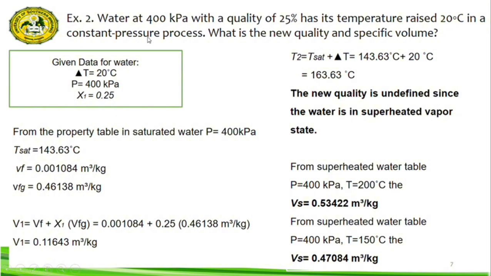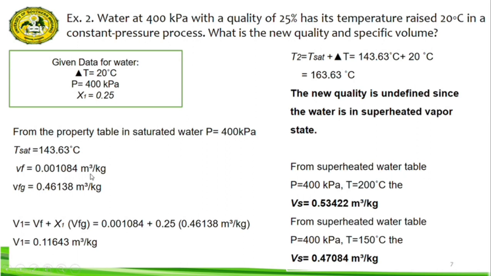But first we are going to write all the given data for water, which is the change in T equal to 20 degrees Celsius and a pressure of 400 kilopascal, and our quality, which is 0.25 or 25%. All these values can be found in our property table in saturated water at P equal to 400 kilopascal. Our saturated temperature at P equal to 400 kilopascal is 143.63 degrees Celsius.